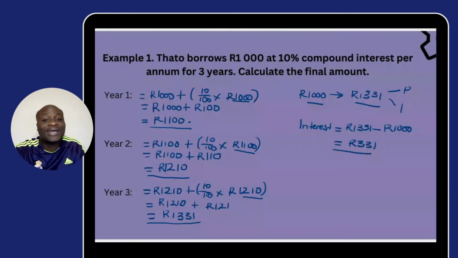331 rands. That's our interest amount. That's all you need to do. That's how you need to get it. Let's do example number 2, boys and girls.